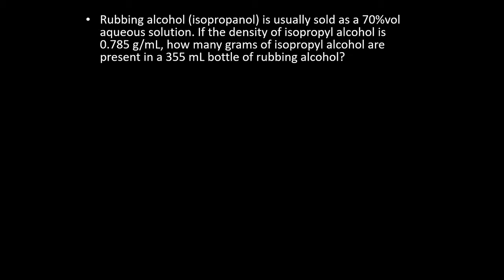So let's do one quick example here, and then we will call it a day. So this question says rubbing alcohol is usually sold as 40% by volume aqueous solution. If the density of isopropyl alcohol is 0.785 grams per mil, how many grams of isopropyl alcohol are present in a 355 ml bottle of rubbing alcohol?